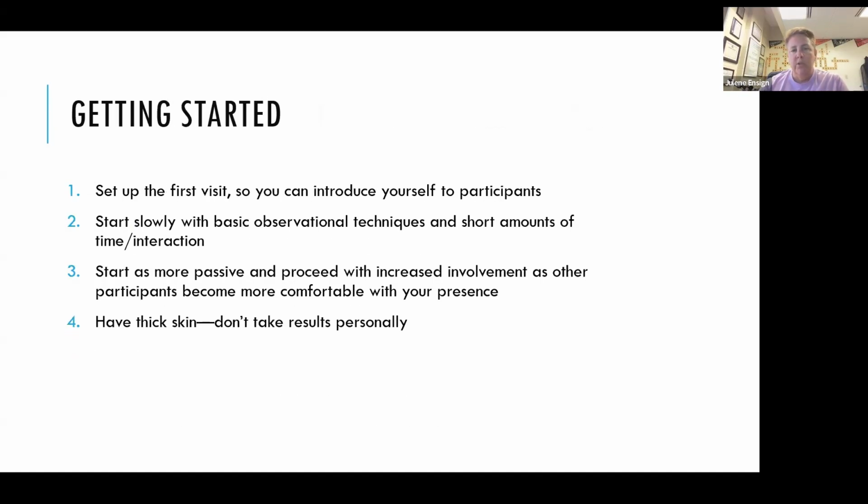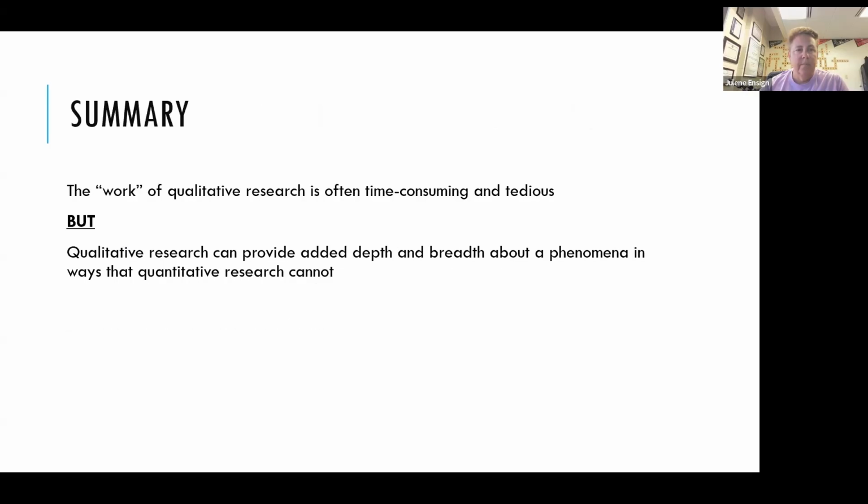Getting started, make sure you introduce yourself to the participants. Start slow, with short amounts of time for interactions. That's to give comfortability. And then we want to be a little bit more passive until those participants are comfortable with us being in the space. And make sure that you don't take the results personally. If somebody says something, you're just basically recording it. You have to have thick skin sometimes.